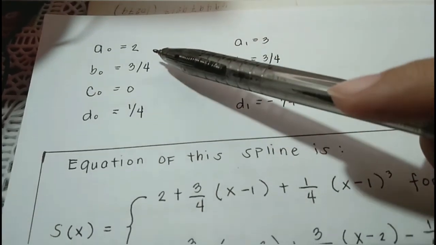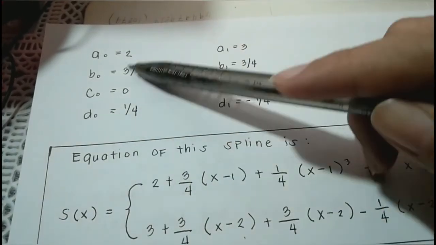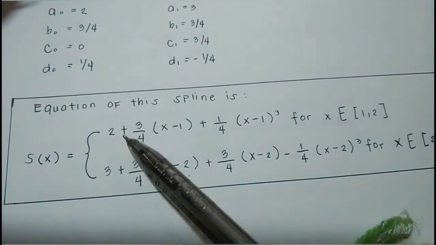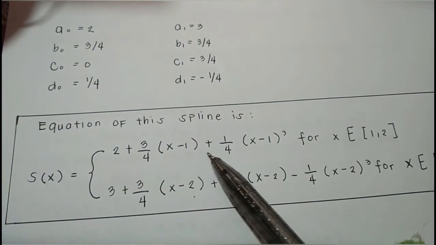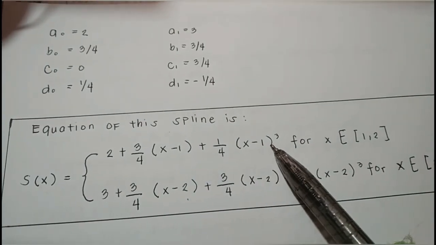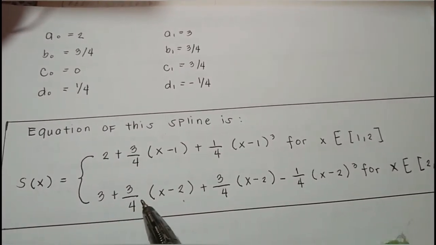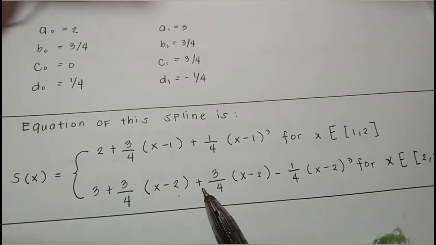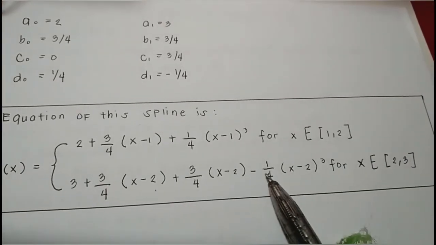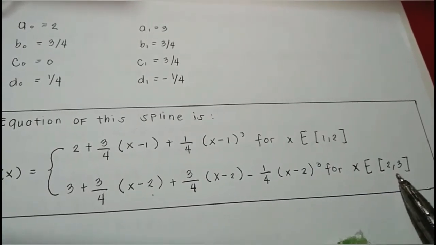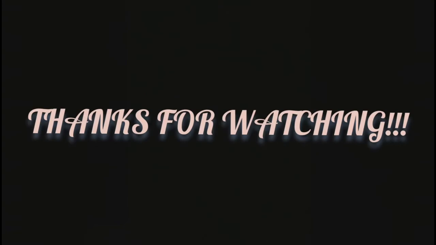So after getting the values of these, we can now say that the equation of our spline is 2 plus 3/4 (x minus 1) plus 1/4 (x minus 1) cubed, for x an element of the interval 1 to 2; 3 plus 3/4 (x minus 2) plus 3/4 (x minus 2) squared minus 1/4 (x minus 2) cubed, for x an element of the interval 2 to 3. So those two are my examples of cubic spline interpolation, and I hope you learned something.